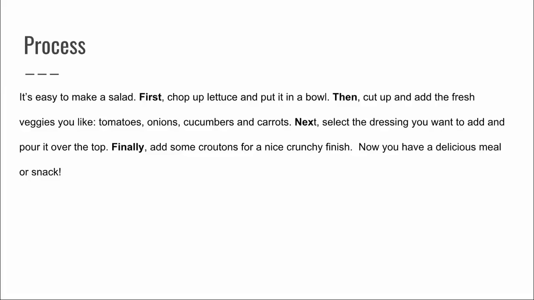It's easy to make a salad. First, chop up lettuce and put it in the bowl. Then, cut up and add the fresh veggies you like: tomatoes, onions, cucumbers, and carrots. Next, select the dressing you want to add and pour it over the top. Finally, add some croutons for a nice crunchy finish. Now you have a delicious meal or snack.